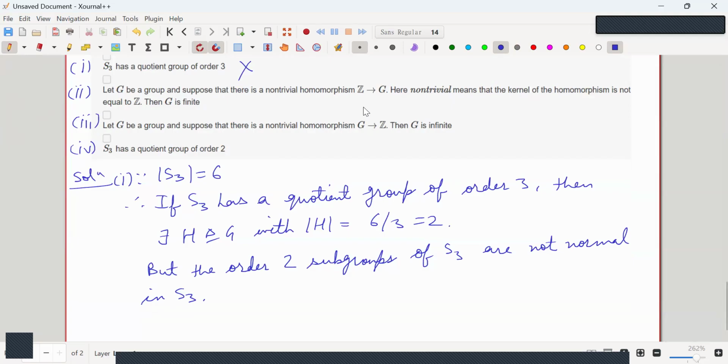So here the option says that for a group G, if there is a non-trivial homomorphism from Z to G, then G is finite. So is it true? No, sir.